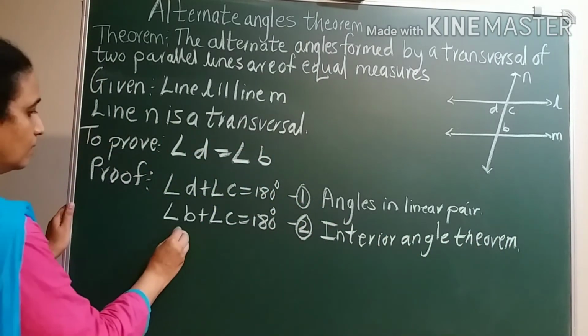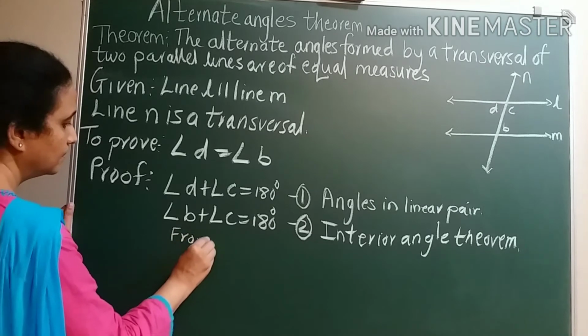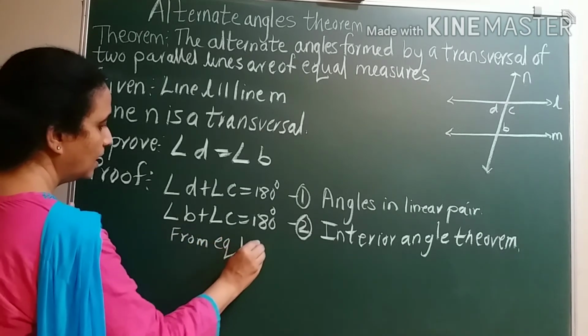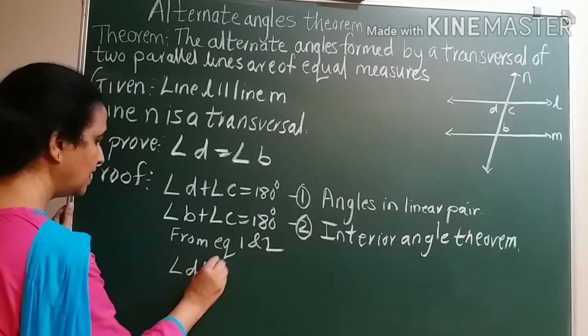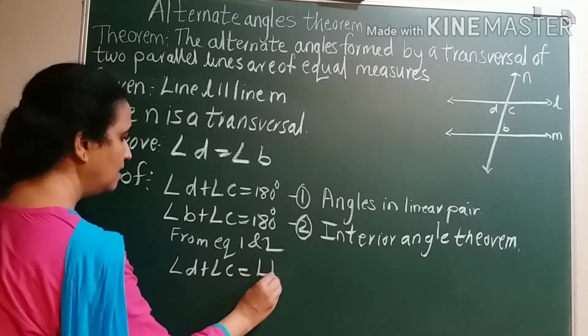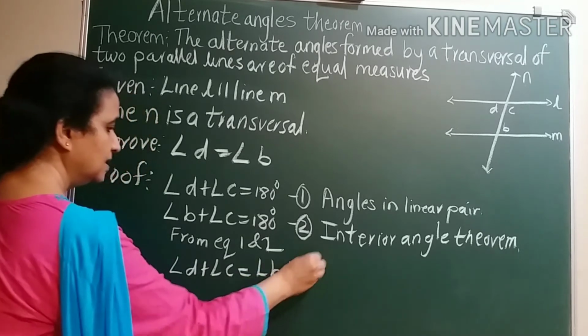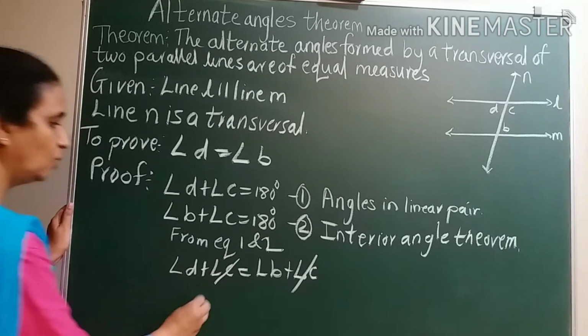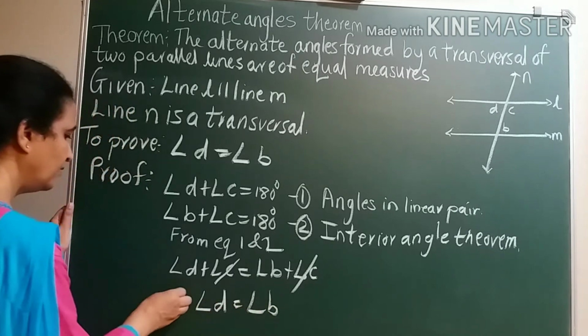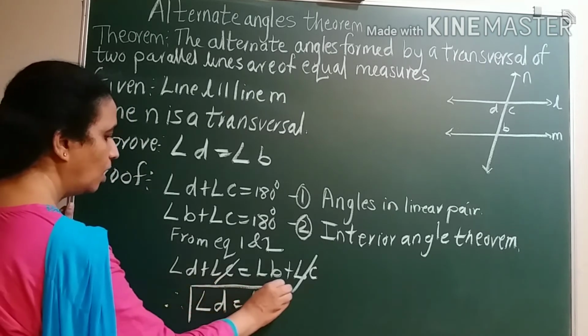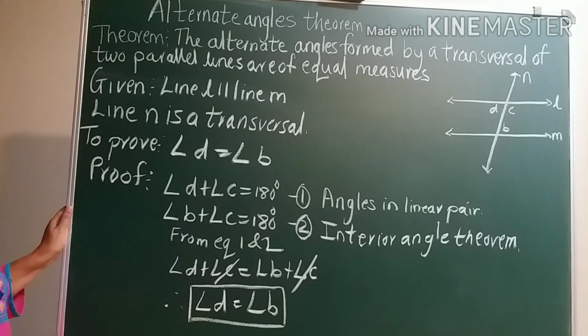Now, from equation 1 and 2, angle D plus angle C is equal to angle B plus angle C. Angle C is common, so it will get cancelled. What remains now? Angle D is equal to angle B. Therefore, we have proved that the alternate angles formed because of the transversal are of equal measure. Students, you copy down this theorem in your classwork book.